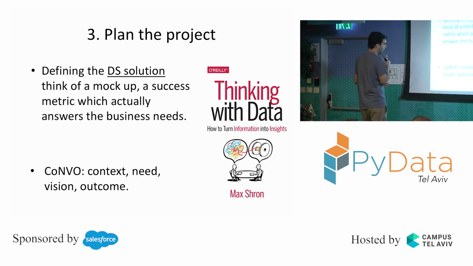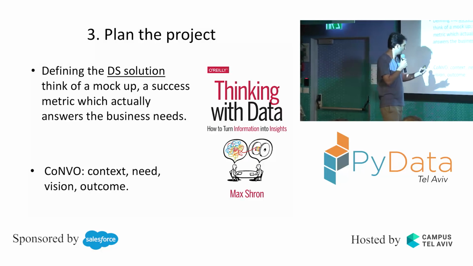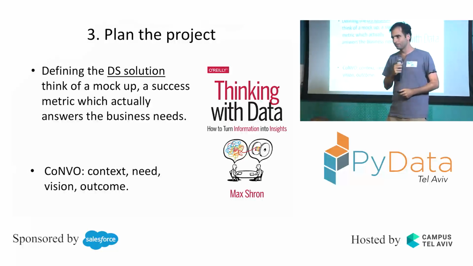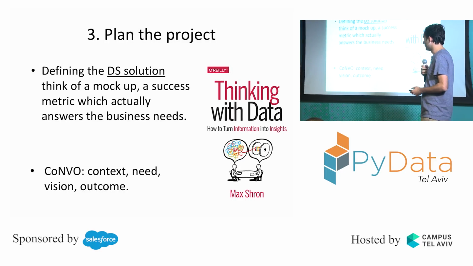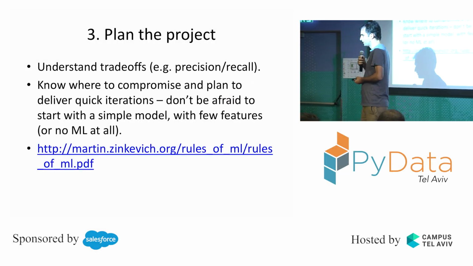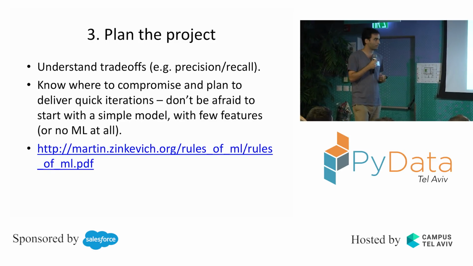In the book Thinking with Data Science, they have this acronym of CONVO. You need to understand the context, the need, the vision, and the outcome of how the solution would look. It's recommended to start thinking this way. It's very important to understand trade-offs. What is more important, precision or recall? It's just one kind of trade-off you can start with.